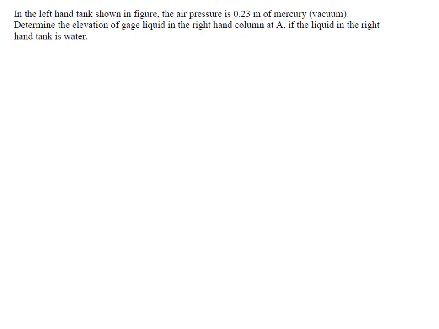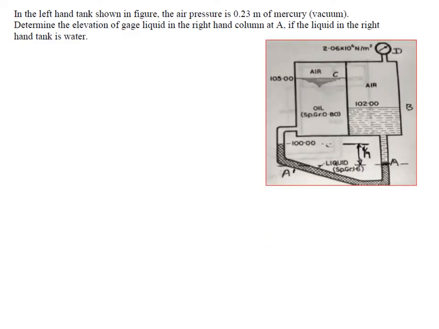Again a similar kind of problem, where in the left hand tank as shown in the figure, the air pressure is given as 0.23 meters of mercury, which is vacuum. Again it will be minus 0.23 meters of mercury. We have to find the elevation of the gauge liquid in the right hand column at A if the liquid in the right hand tank is water. So this is the problem that is given.